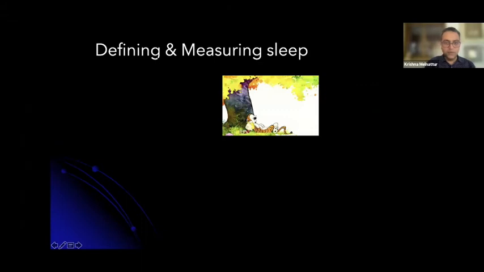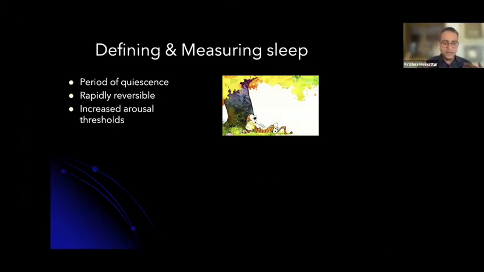Otherwise, I'll keep going. Okay, so how we define sleep is using behavioral criteria, right? So it's a period of quiescence, the animal has been up moving for a period of time. It has to be rapidly reversible. So this distinguishes sleep from being in a coma or being paralyzed. Thirdly, it's associated with what's called increased arousal thresholds, and it's actually a really important criterion. So this means, for example, that when the animal's asleep, it's harder to arouse. You have to stimulate the animal harder in order to arouse the animal from sleep.